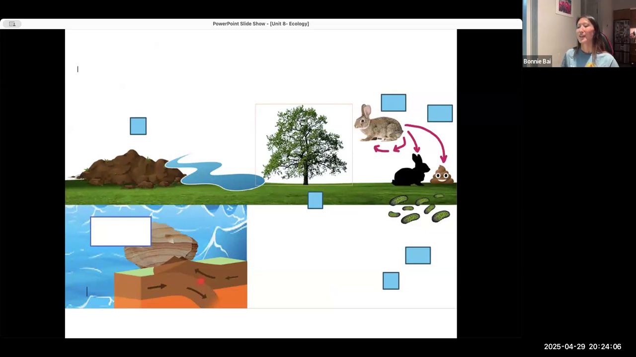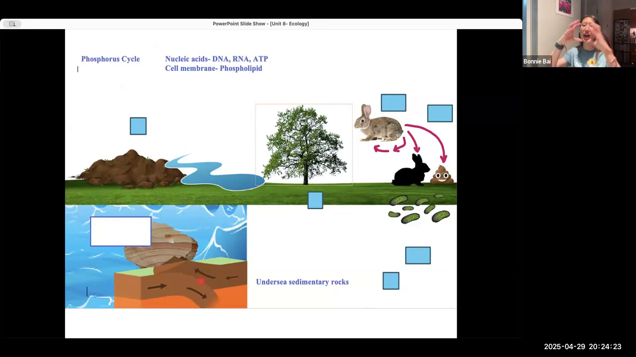Okay. Next one, the phosphorus cycle. You probably didn't focus on it too much in middle school. Most of the phosphorus that we need is for our nucleic acids, DNA, RNA, and ATP. Quick review of nucleic acid: 5-carbon sugar, phosphate group, nitrogenous base. Or multiple phosphate groups and 1 nitrogenous base for ATP or ADP.